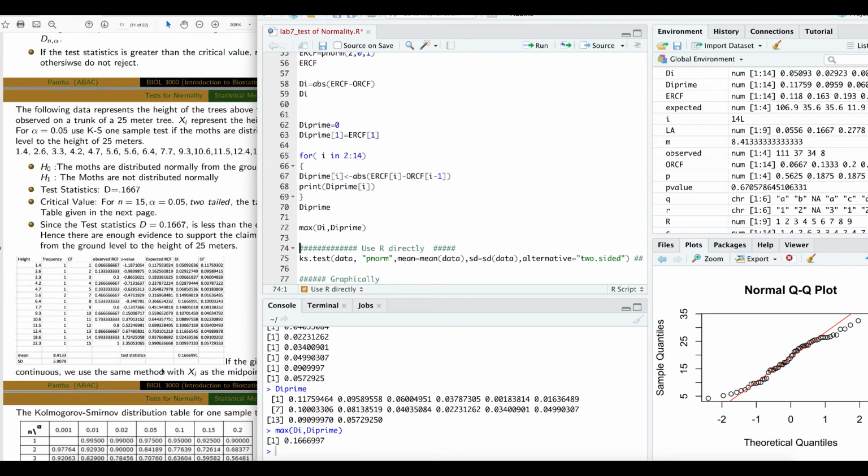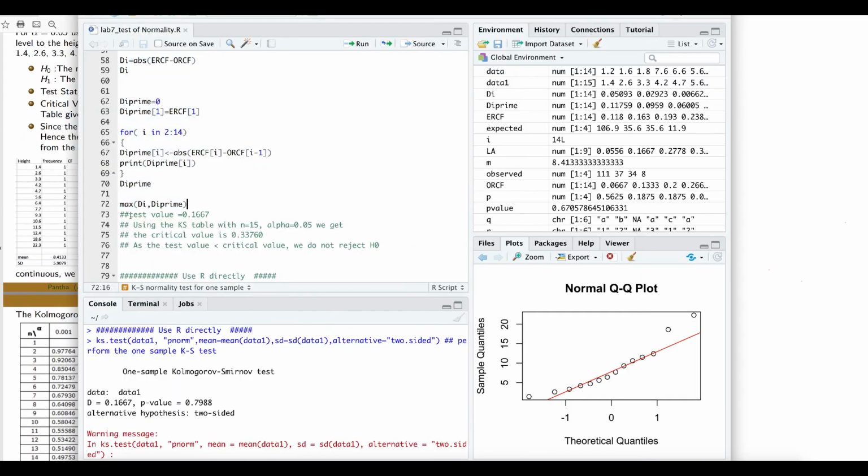Just look at the table on the next slide. You see that we got the test value is 0.1667, and using the table with n equals 15 and alpha equals 0.05, we got the critical value 0.336760. Since the test value is less than the critical value, we do not reject the null hypothesis, because the test value does not fall in the right side of the critical value. So we do not reject the null hypothesis.